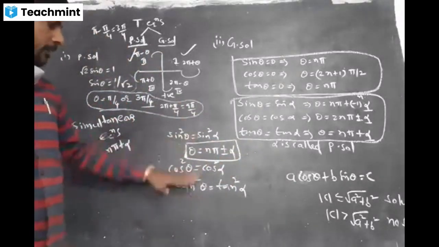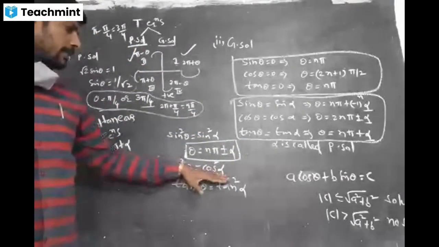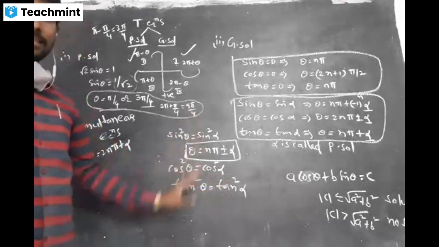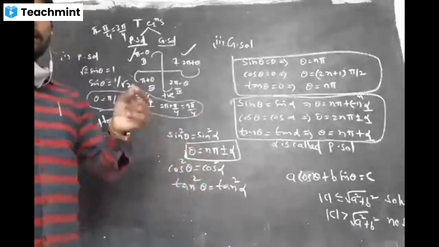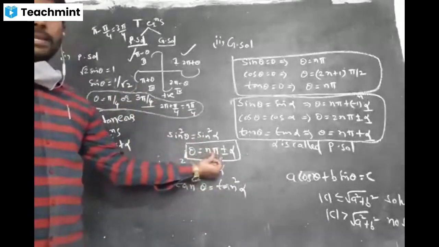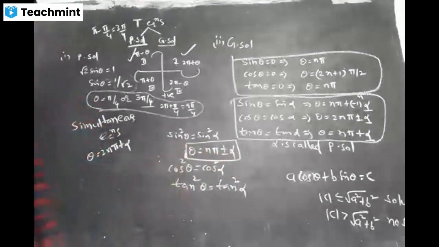These three trigonometric equations, sin square theta is equal to sin square alpha, and the same way cos square theta is equal to cos square alpha, and tan square theta is equal to tan square alpha. In all three equations, we have the same common solution, that is theta is equal to n pi plus or minus alpha.